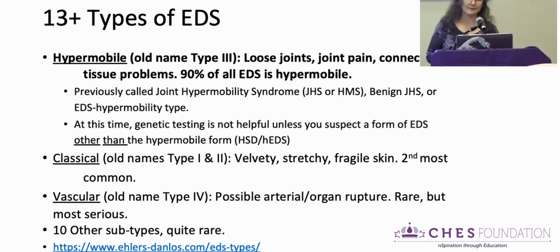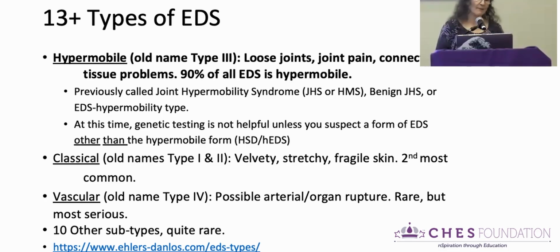So there are 13, maybe 14 types of Ehlers-Danlos. They've just defined a new type. And it's gone through several iterations of naming. So you may have heard old names a long time ago. So Ehlers-Danlos type 3 was what was then called hypermobility type.